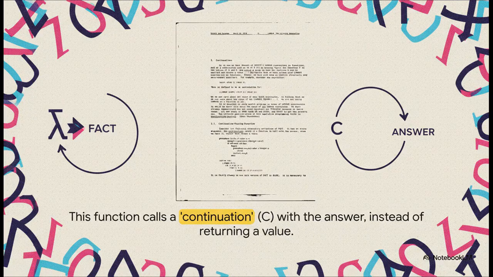And check out this example. This factorial function, fact, it doesn't return a value in the normal sense. See, it takes an extra argument, c, that's the continuation. When it finally gets the answer, it doesn't return it, it calls c with the answer. This is so wild and means even the very idea of returning a value can be rebuilt as just another function call.